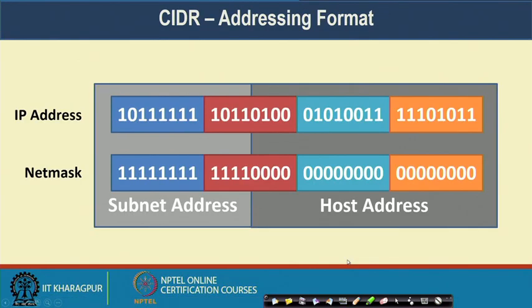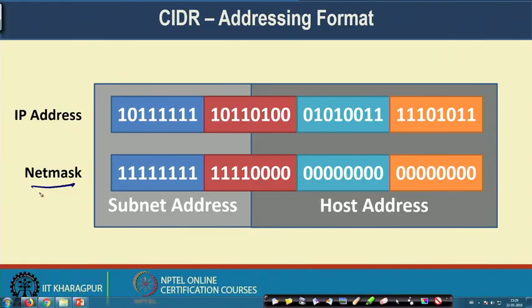So, here is one example. Say this is your IP address in these 4 8-bit chunks, and as I have mentioned, you require this net mask or subnet mask to determine how many bits are there to denote your network IP or the subnet IP. Now, we use the terms network and subnet interchangeably.